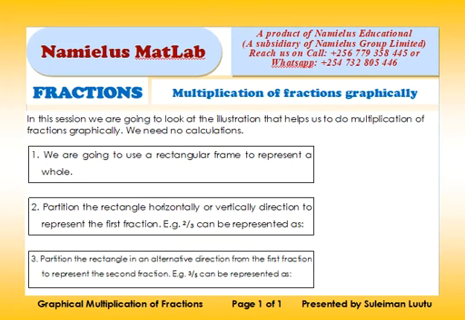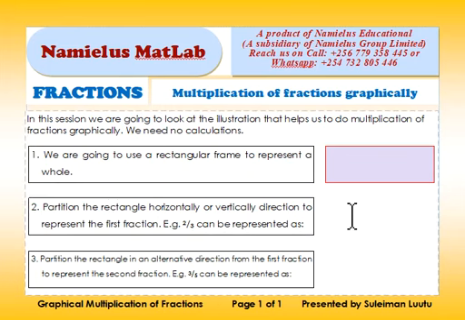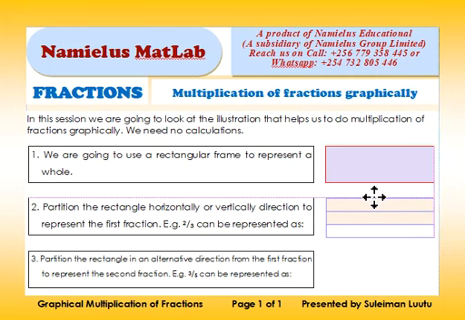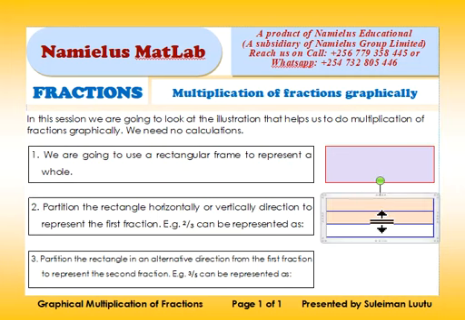What we are going to do is use a rectangular frame to represent a whole. That's what we should note. For example, this is a whole. Then we partition the rectangle horizontally or vertically to represent the first fraction. So, for example, we have 2 out of 3. It can be represented as this. This is 2 out of 3. That's the first representation. If we are going to multiply, that's how we represent the first.